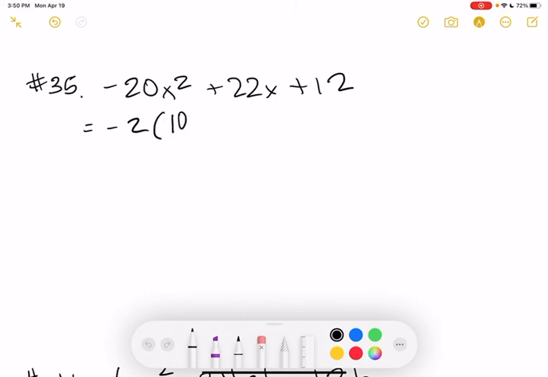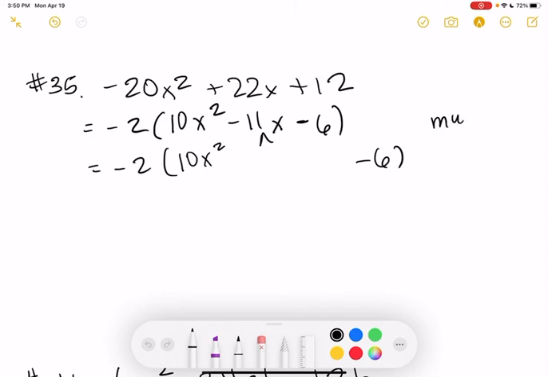So now we have a 10x squared minus 11x. And then that 12 divided by the 2, I'm going to get the 6 here. Right? And then we want it to be a positive 12, so we better make this be a negative 6. Just going to bring down that negative 2 and figure out how we're going to break apart that middle term. So we want two things that multiply. Uh-oh, we're going to have another big one. Negative 60 and add to negative 11.